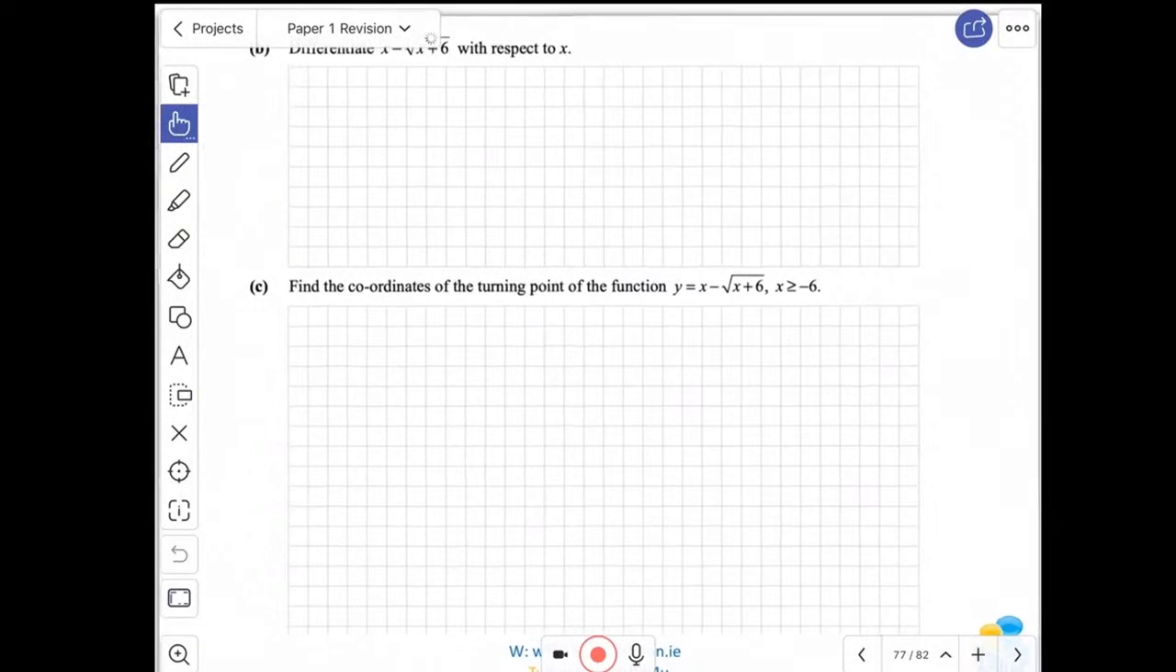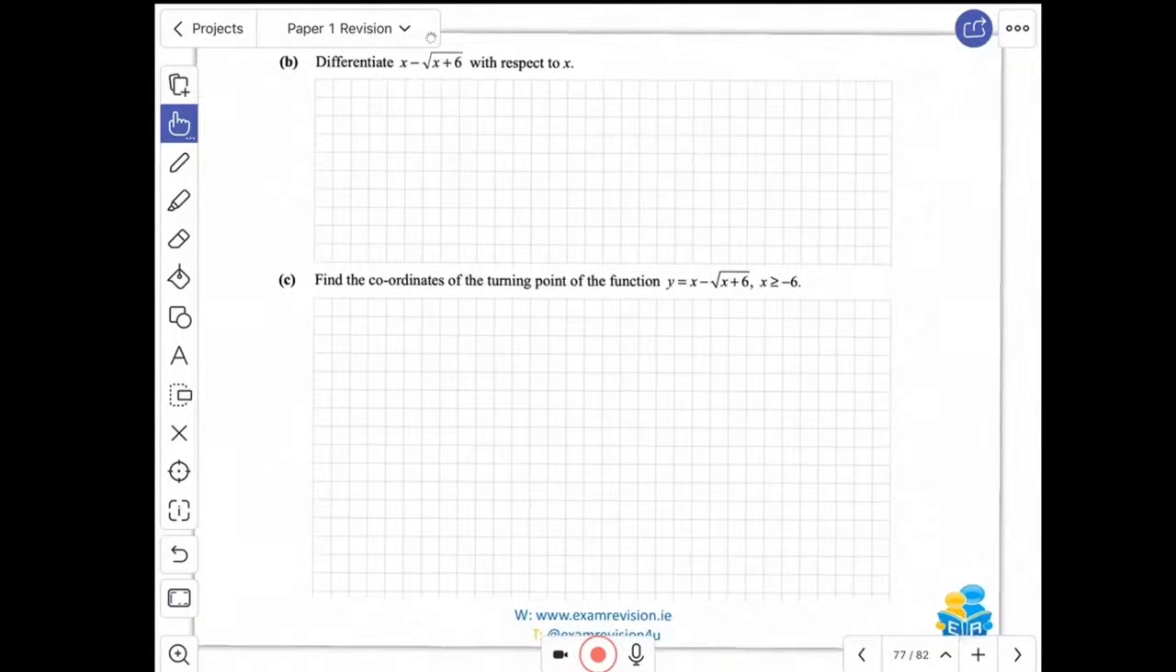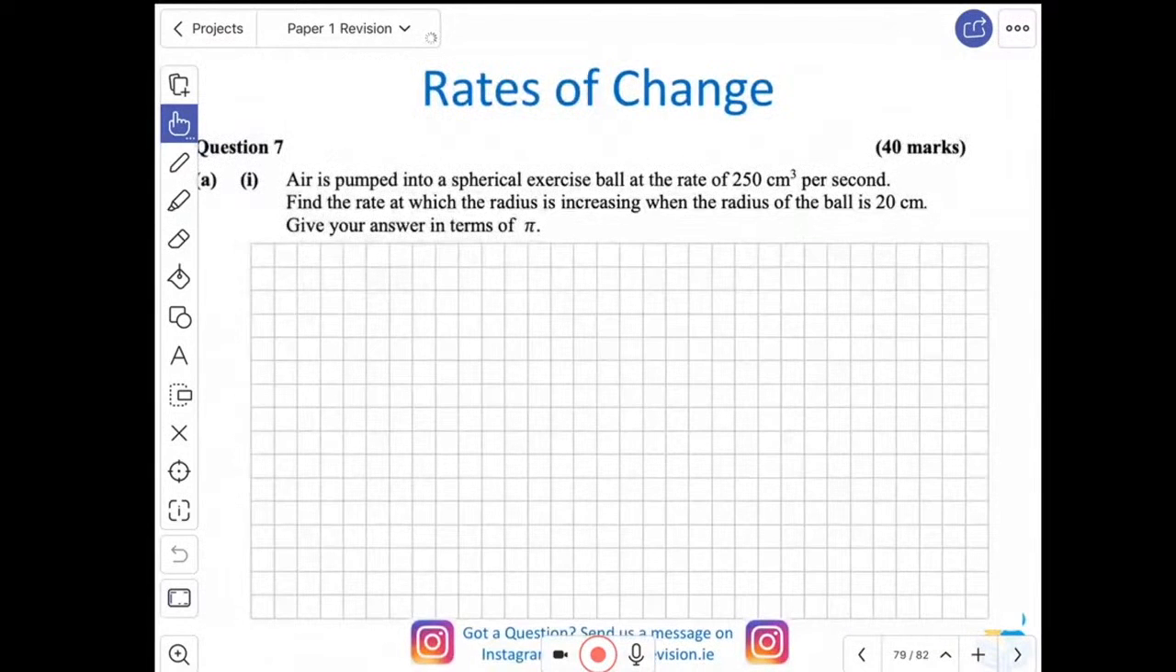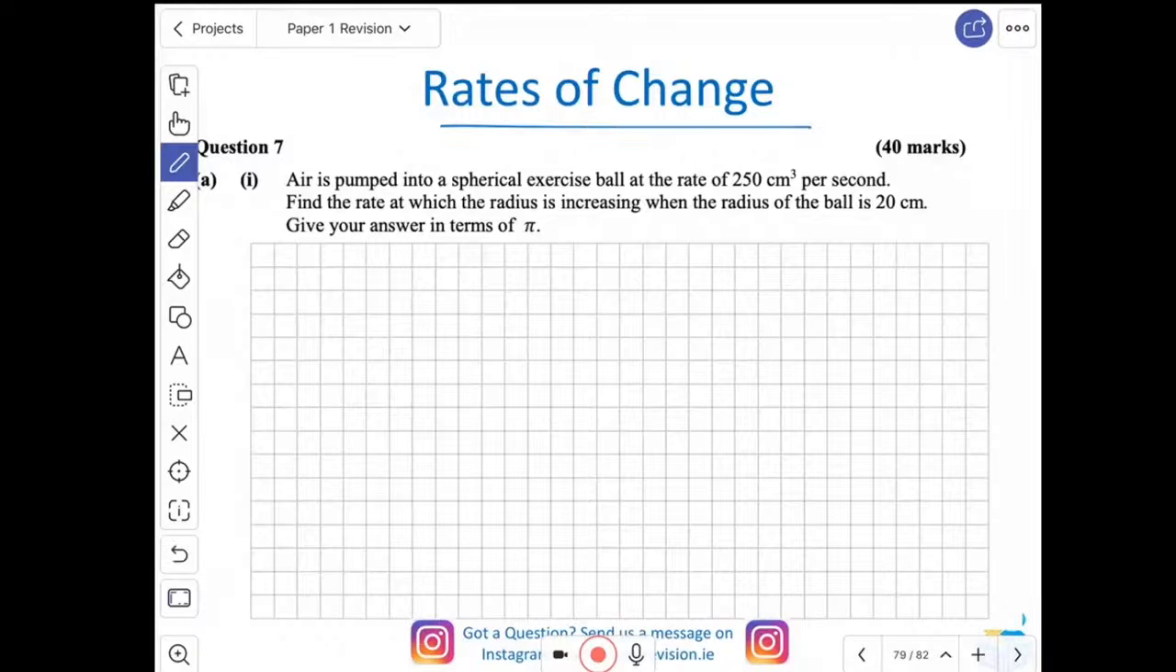I'm actually not going to have time to do this one now, is just rates of change, okay? So this is definitely a question that students do ask me quite a lot about as well. So I'm going to do this one really, really quickly because I think this is a great one to look at. So a rates of change question, here are some tips for it.